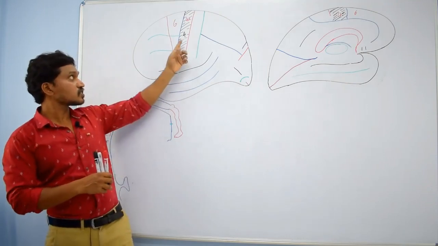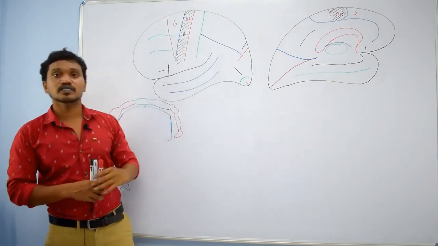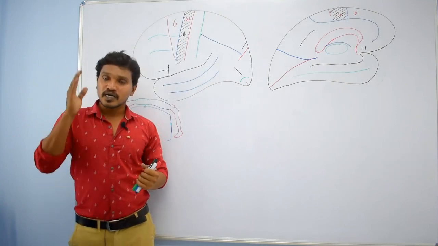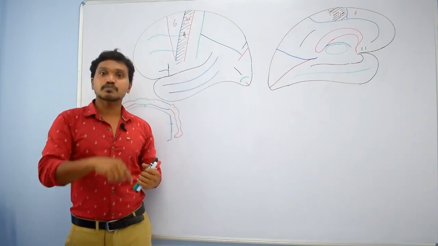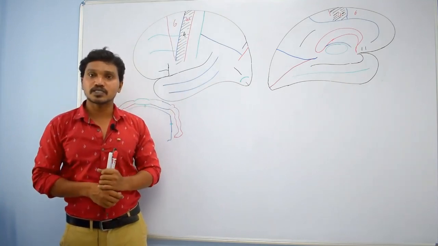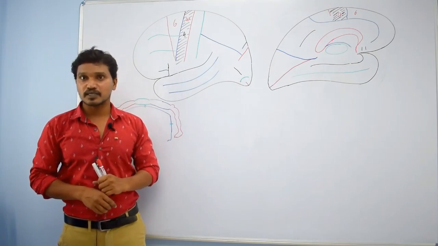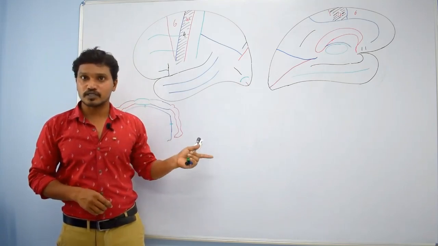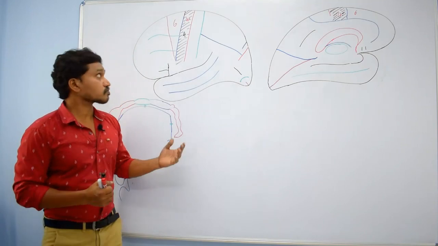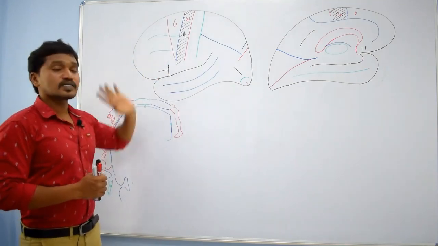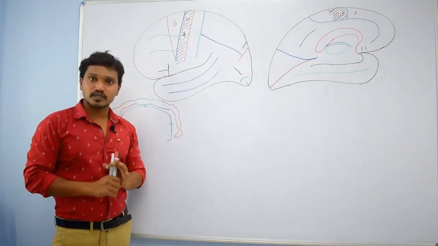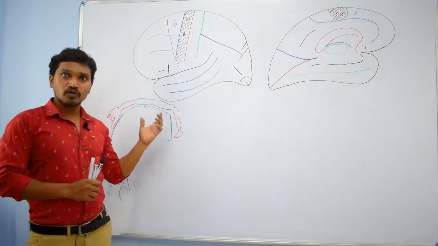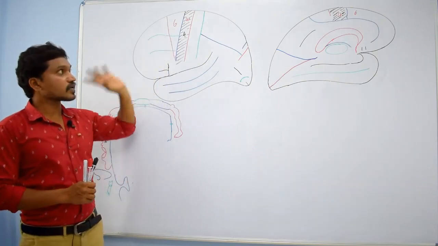Then, if there is injury to 4 and 6, which leads to hemiplegia with spastic paralysis. Hemiplegia with spastic paralysis, right? Symptoms will be very worst. Clear? So, that's it about area number 6, right? Now, we completed premotor area also.